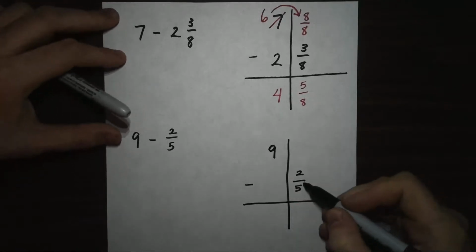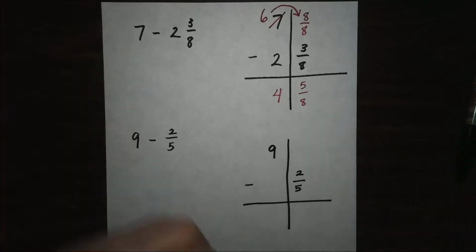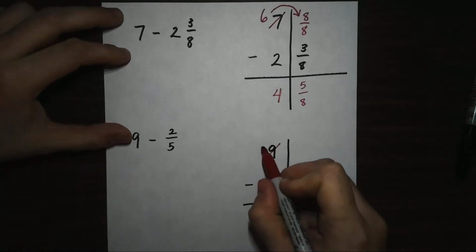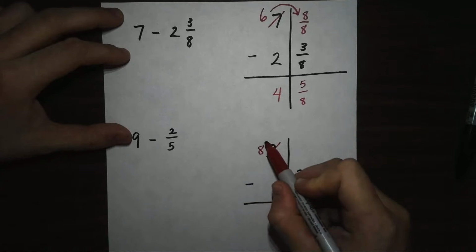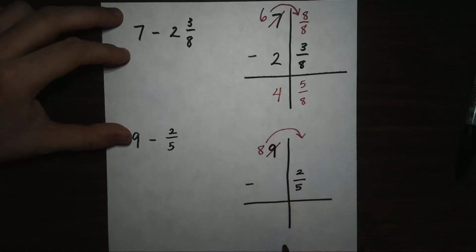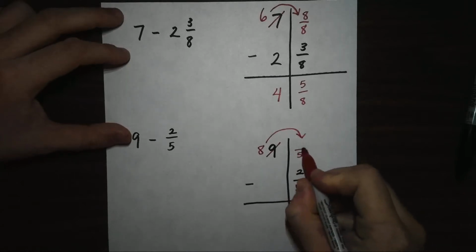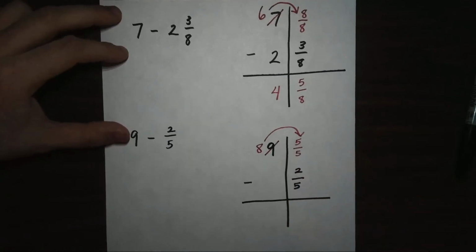So I'm trying to take 2/5 away from nothing right here. And I can't take 2/5 away from nothing, so I'm going to have to do some regrouping. So I'm going to make this an 8. I'm going to take the whole away from the 9 right here, and I'm going to move that whole over to the fraction column. That whole in the fraction column is going to take the name of the denominator right here, so it's going to be fifths, and it's going to be 5/5 because it is a whole.